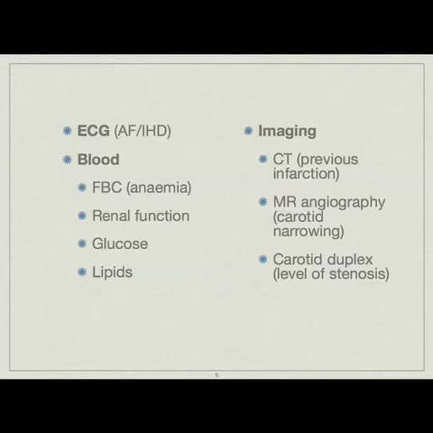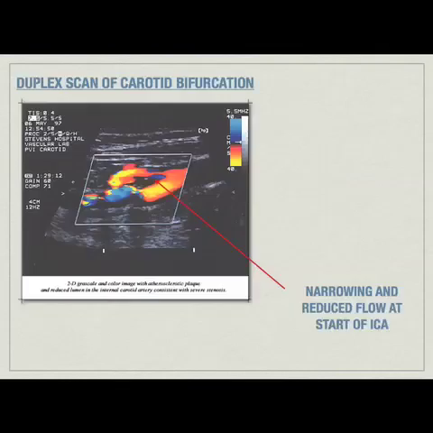Imaging investigations such as CT or MRI scanning can be used to rule out cerebral hemorrhage and to look for previous foci of cerebral infarction. In addition, CT or MR angiography may be performed in order to look for sites of narrowing within the carotid arteries or the cerebral circulation, which may be consistent with atherosclerotic disease. Finally, a duplex scan of the carotid arteries may be performed in order to assess the level of stenosis.